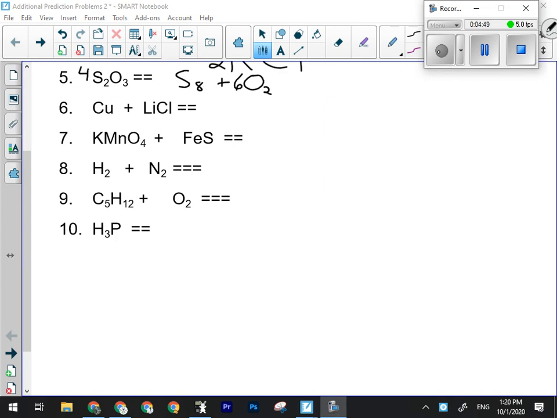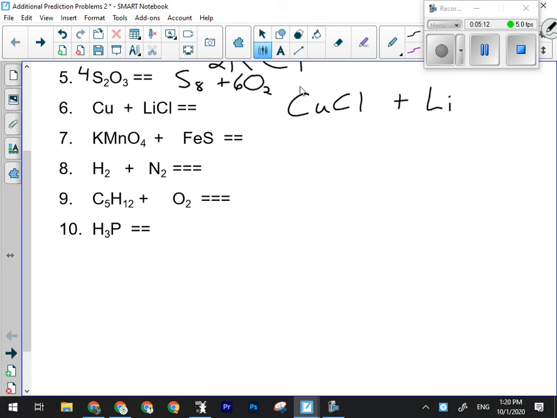For number 6, I've got copper, and it's reacting with lithium chloride. So I have an element reacting with an ionic compound. What kind of reaction are we looking at? Single replacement. Okay, so in a single replacement reaction, the pattern is the element replaces the part that it's like. That's going to be lithium that gets replaced. So I'm going to end up with Cu with Cl and lithium by itself.